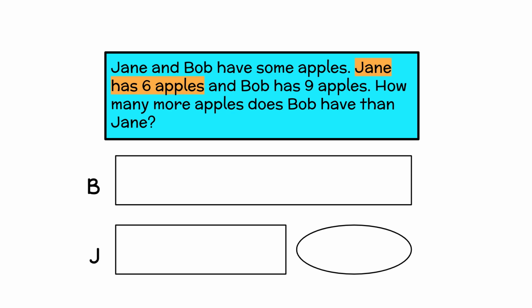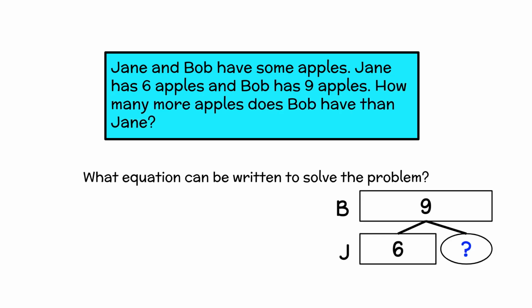Next, fill in the bars with the information from the word problem. Jane has 6 apples, so 6 goes in the bar next to J. Bob has 9 apples, so 9 goes in the bar next to B. We do not know how many more apples Bob has than Jane, so a question mark goes in the oval. Think of this as a math mountain, with the total at the top and the partners at the bottom.